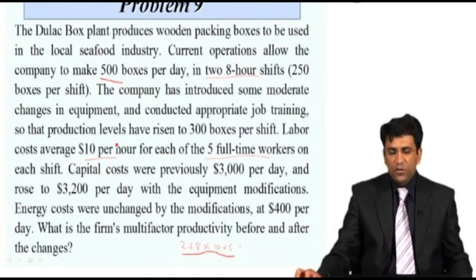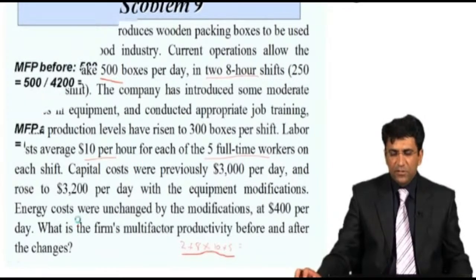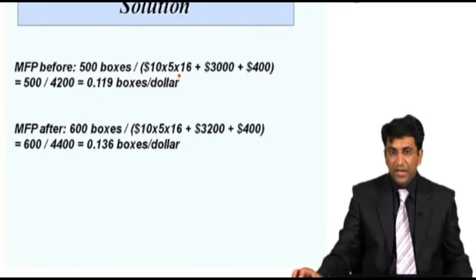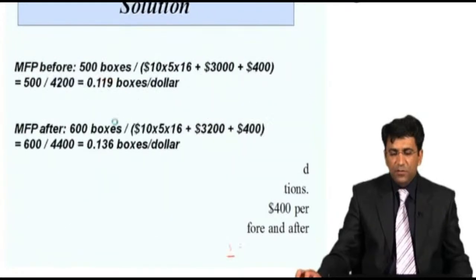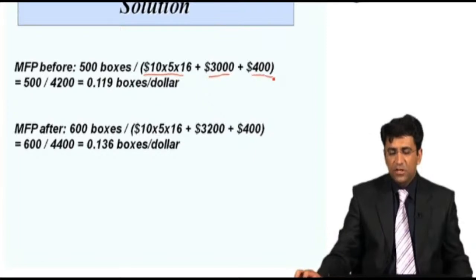So our old productivity will be equal to 500 divided by this value, plus there is other input involved. As you can see, the capital cost is also involved, which is $3,000 per day, that is before the equipment modification, and there is another cost, that is energy cost, which is equal to 400. So our total inputs will be equal to labor input plus capital cost plus energy cost; this is the labor cost, this is the capital cost, and this is the energy cost. So our old productivity will be equal to 500 divided by 4200, and it will be equal to 0.119 boxes per dollar.